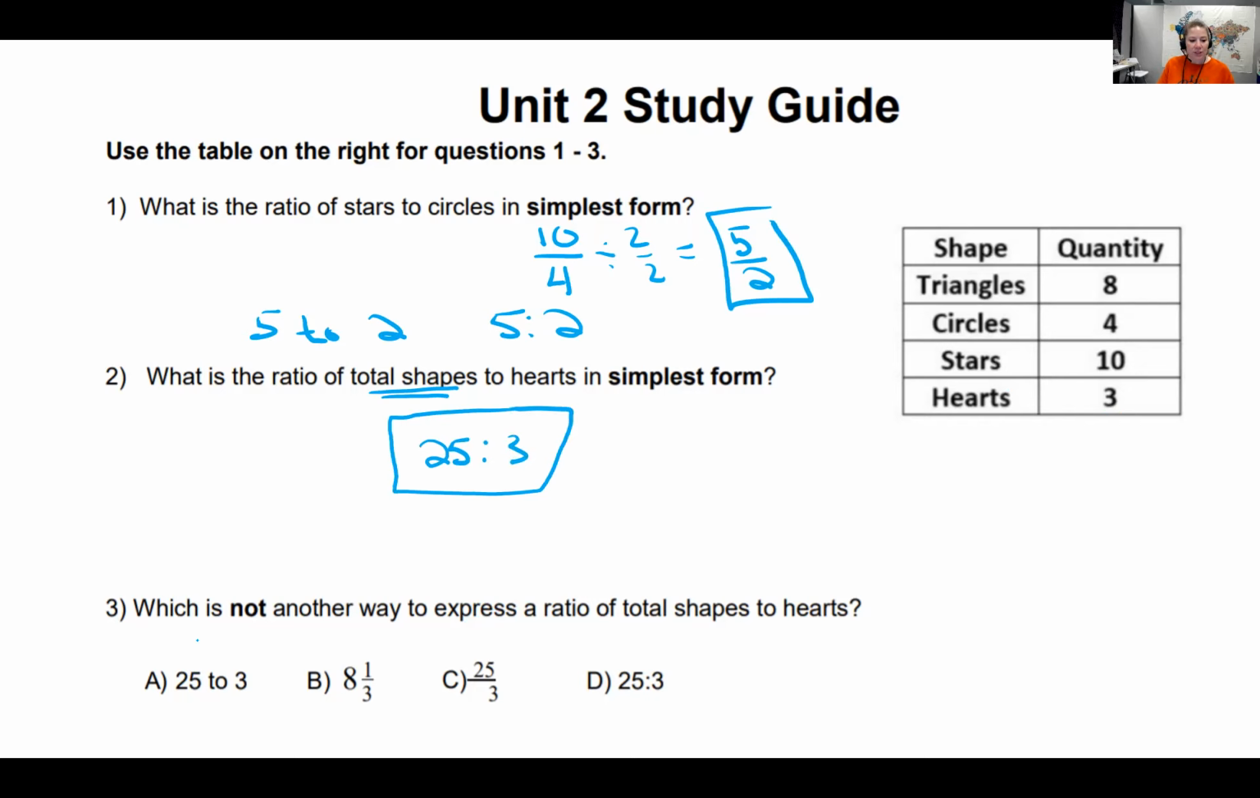So number 3, which is not another way to express a ratio of total shapes to stars? Well, we've already used our colon here, so we know D is not the right answer as far as which is not a way. We could write 25 to 3 as a fraction, so that's okay. We could use the word "to", so A is fine, but we're not going to write a ratio as a mixed number. So B is not written in correct form as far as ratios go.